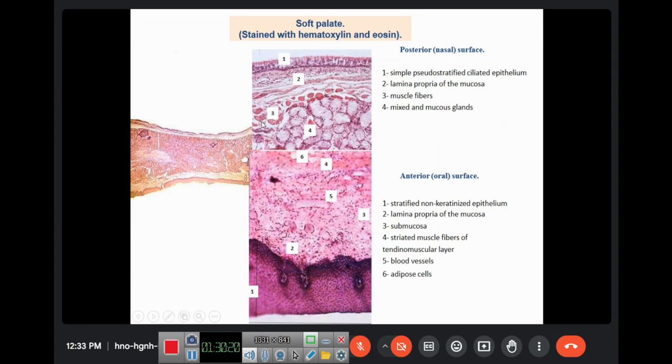And also here we see some cross-sections of muscle fibers, which are located lower, but some of them come between the secretory portions of the mucous glands. In the lower picture, we see the portion of the anterior surface. It has the mucosa with the non-keratinized stratified epithelium, lamina propria mucosa, and next goes the submucosa with glands, and submucosa is connected to the striated muscle fibers of the tendinomuscular layer.